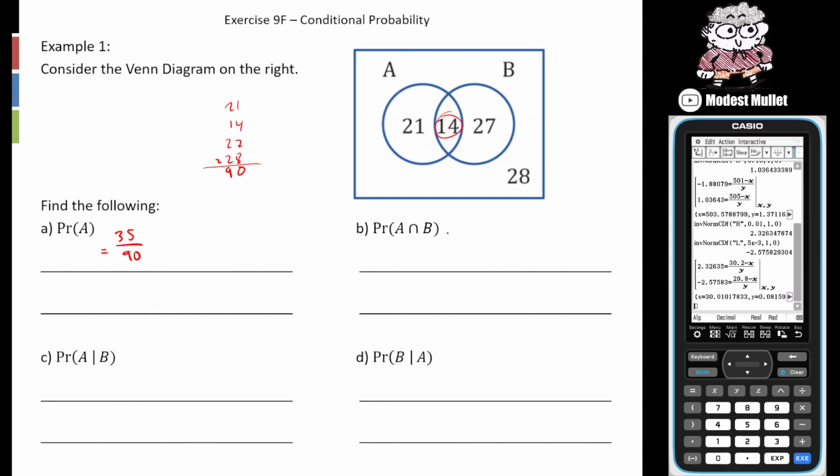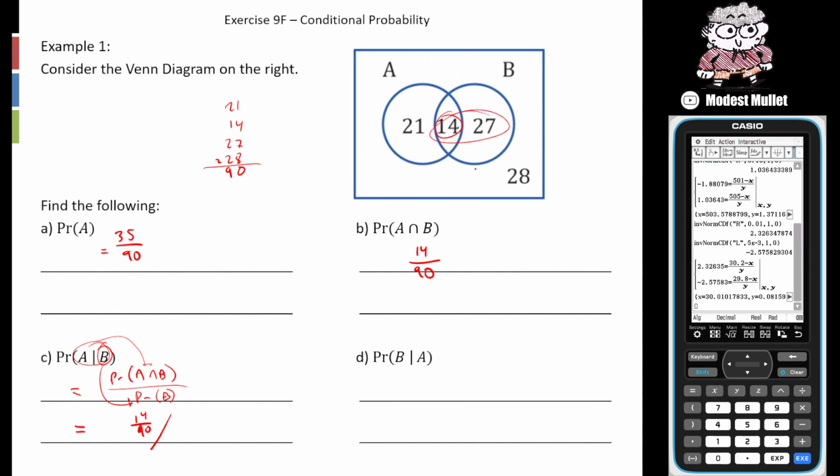A intersect B, well, that's the intersection there. That is 14 out of 90. So what is the probability of A given B? Well, that's going to be equal to the probability of A intersect B. The way to remember the formula for conditionals is it's the same two letters with intersect, divided by the probability of the second letter. So always the second letter, because that's our new sample space, goes at the bottom.